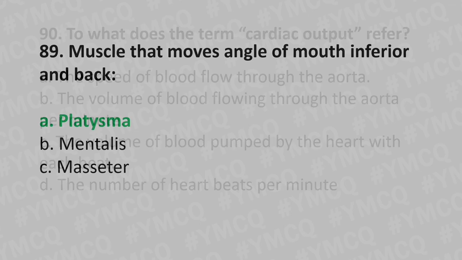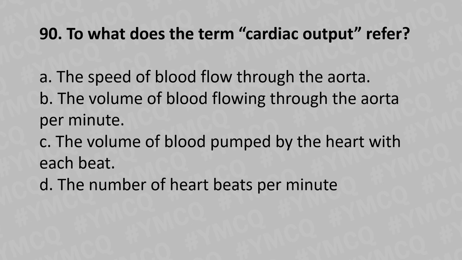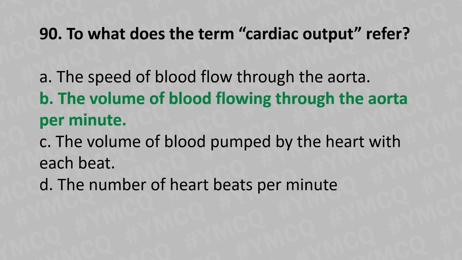To what does the term cardiac output refer? Option A, the speed of the blood flow through the aorta. Option B, the volume of blood flowing through the aorta per minute. Option C, the volume of blood pumped by the heart with each beat. Option D, the number of heartbeats per minute. And the answer is option B, the volume of blood flowing through the aorta per minute. Moving to our 91st question.